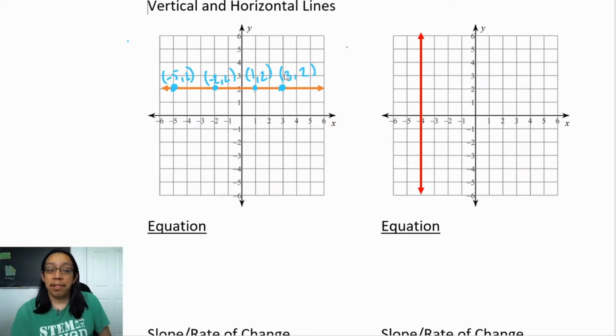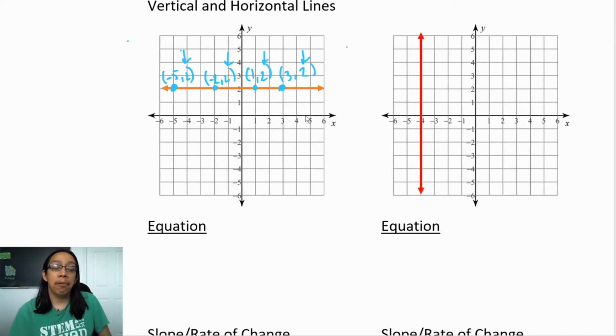Do you see something strange or something cool about all of these points? Notice that the y value for all of these points happens to be the same. They happen to all be a value of 2. So what does that mean? Is that just a coincidence, or is it supposed to be that way?